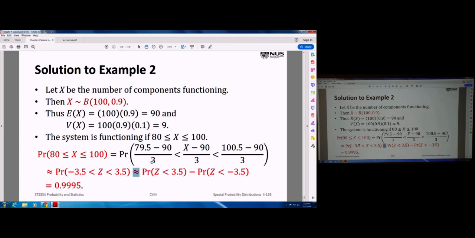Of course, if I wanted to do this using the exact calculation, I'd have to compute the sum from x equal to 80 up to 100 of 100 choose x, 0.9 to the x, 0.1 to the power 100 minus x. You can calculate it, there's no problem with that, but only using a computer. I wouldn't do that using a calculator.